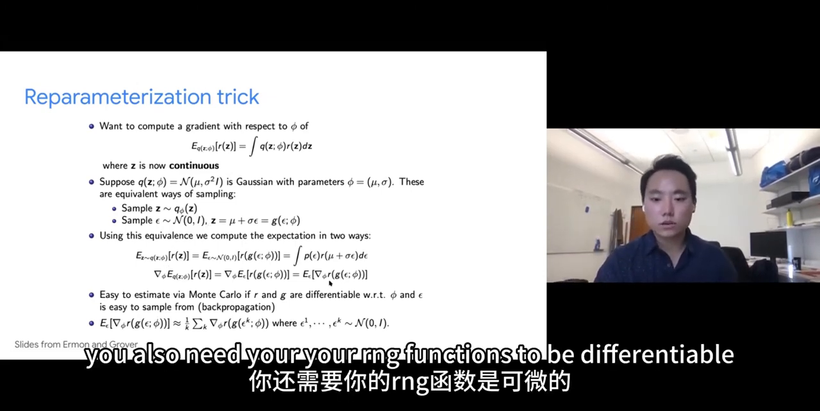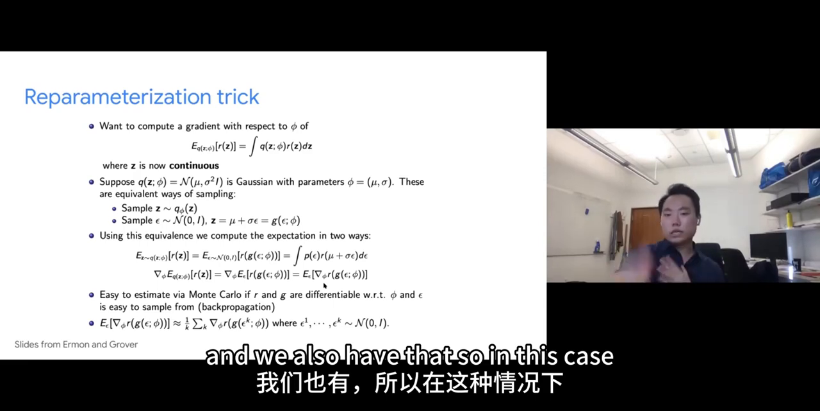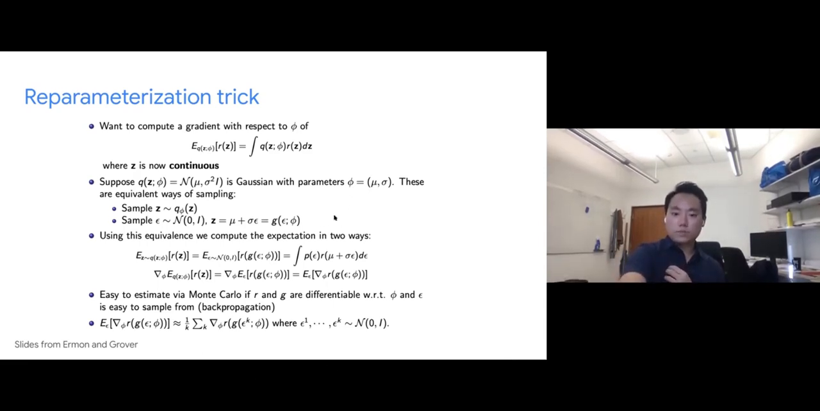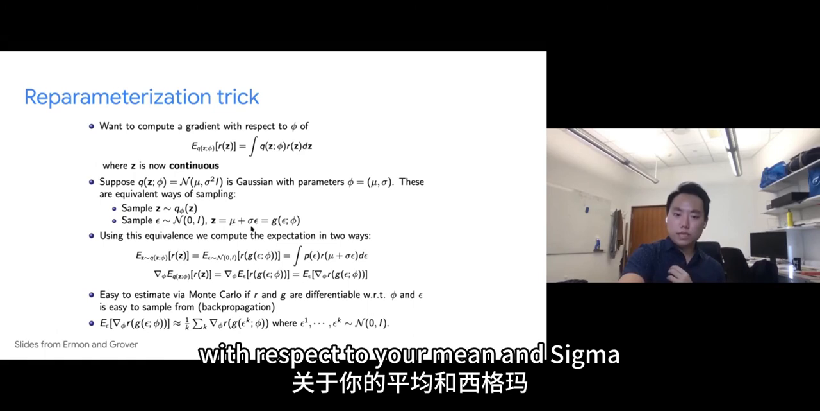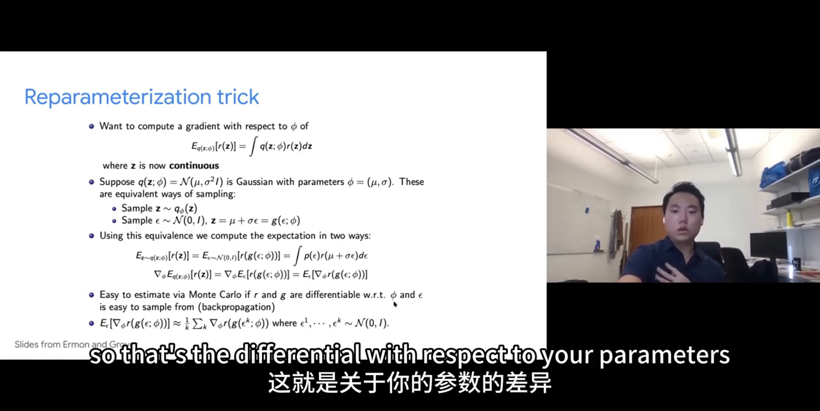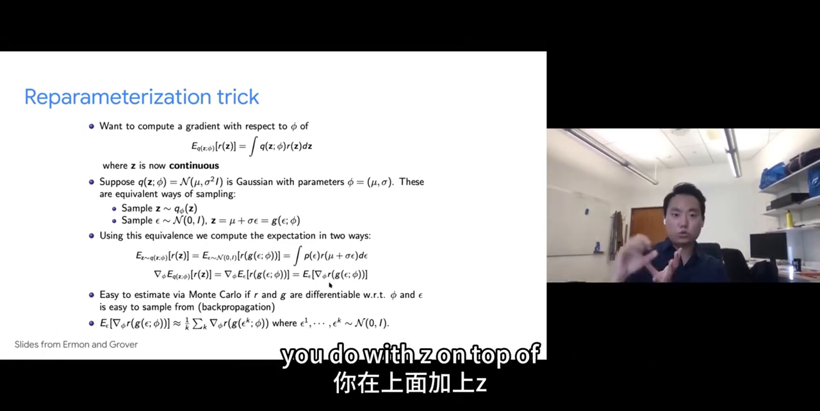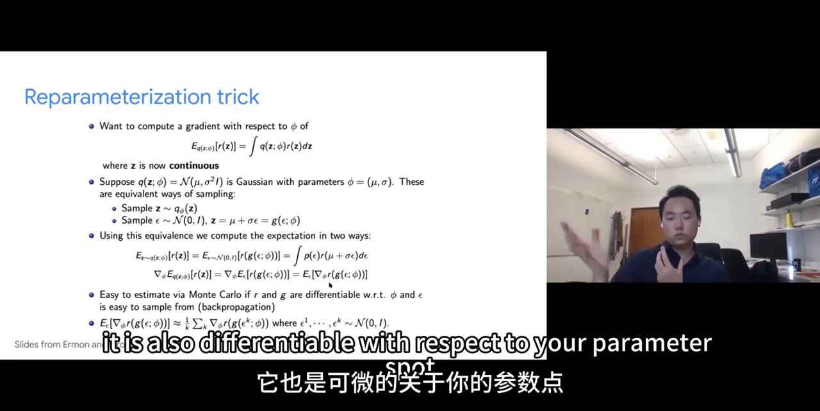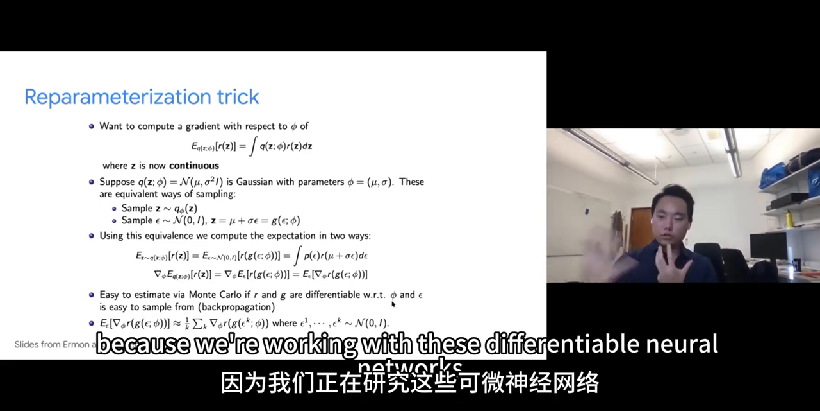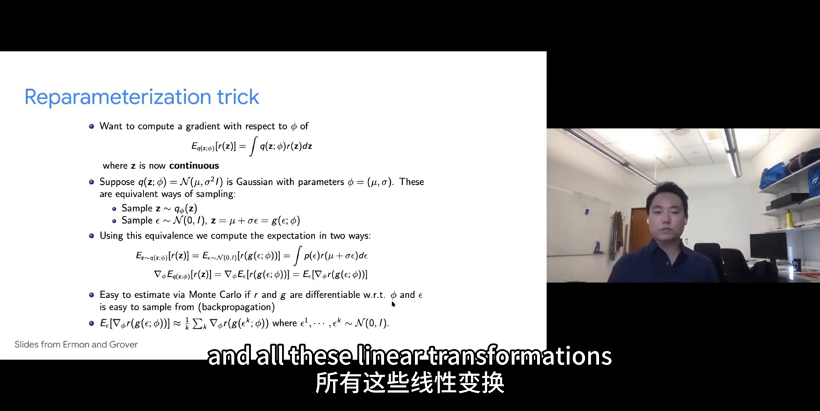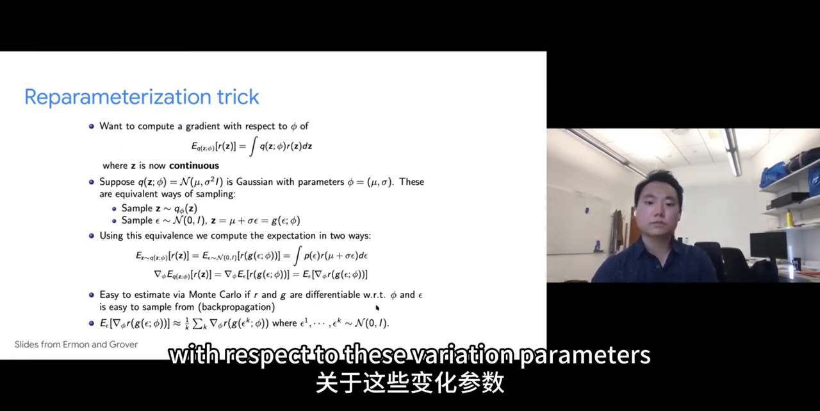You also need your R and G functions to be differentiable with respect to phi. And we also have that. So in this case, your G is actually just a linear function with respect to your mean and sigma. So that's differentiable with respect to your parameters. And your R function, you also have to assume that whatever operation you do with Z on top of it is also differentiable with respect to your parameters phi. And we have that as well because we're working with these differentiable neural networks, and all these linear transformations and activation functions are differentiable with respect to these variational parameters.